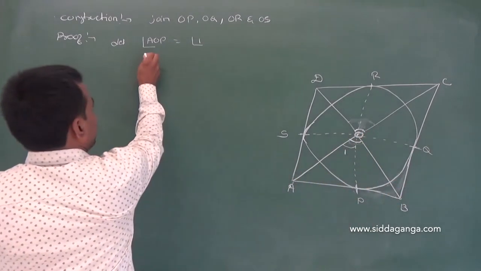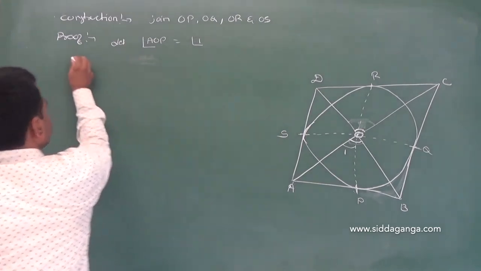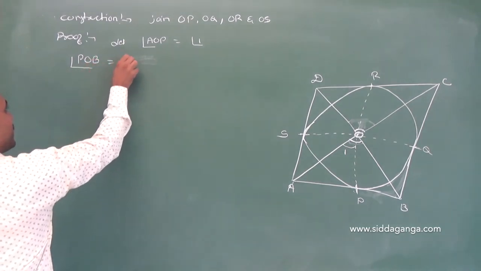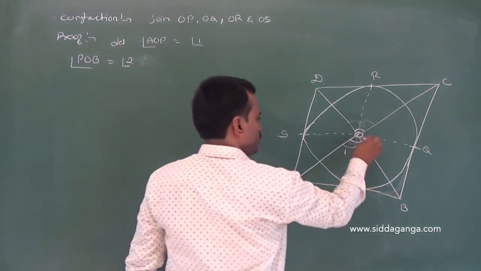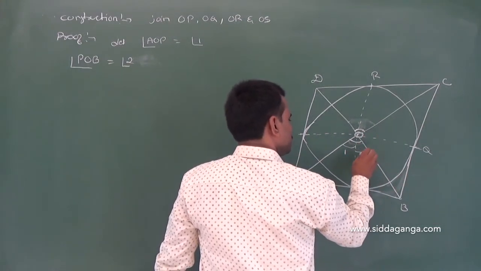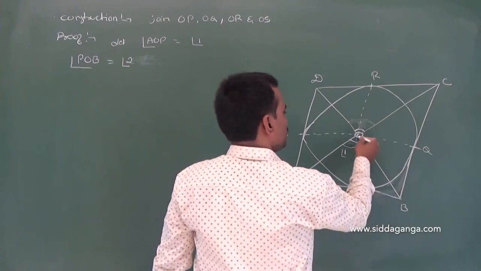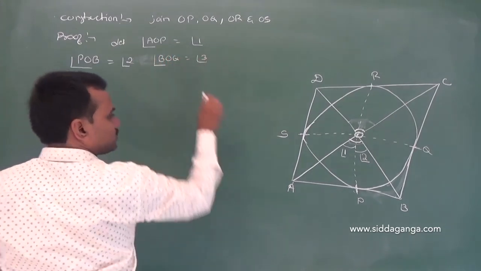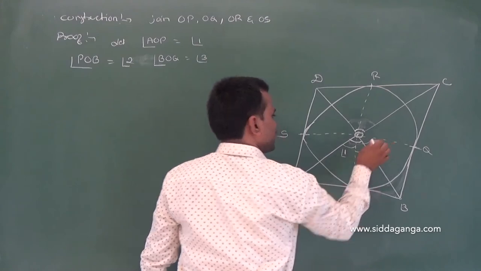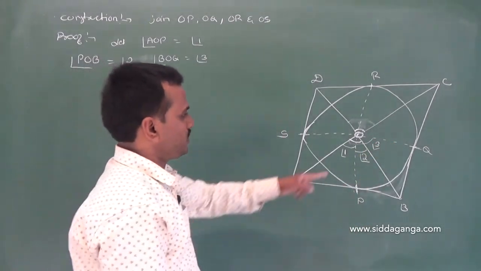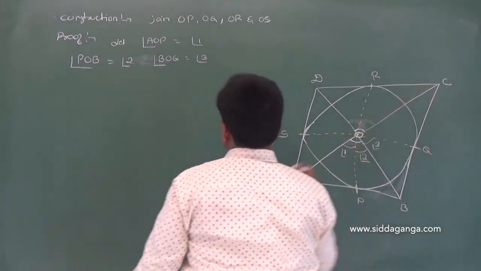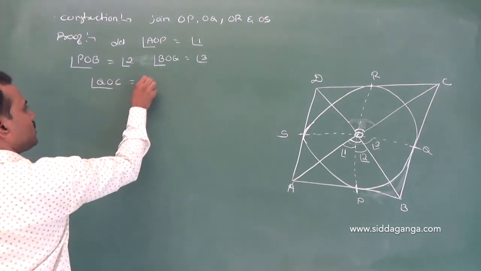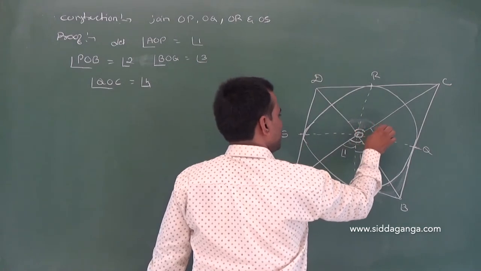POB, angle 2. POB is angle 2. BOQ is angle 3. Next, QOC, angle 4. This one is angle 4.